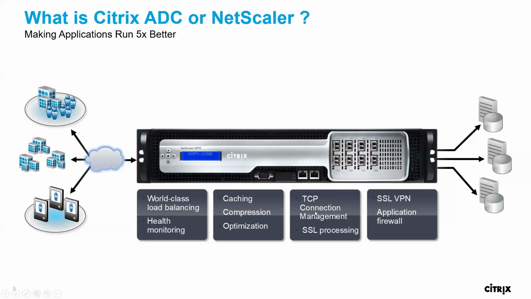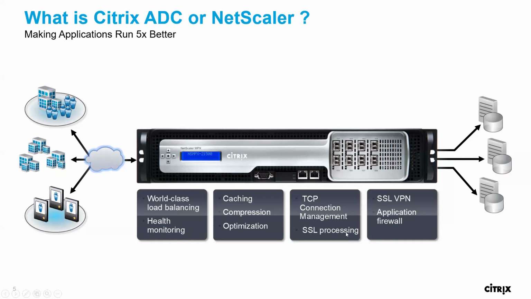TCP connection management, which means a TCP connection multiplexing option is available. It creates a connection pool and reuses the existing connection pools. If one user disconnects, it will reuse the existing connection pool. So there is no need to create a new connection to the backend server. That is why we are using TCP connection management.